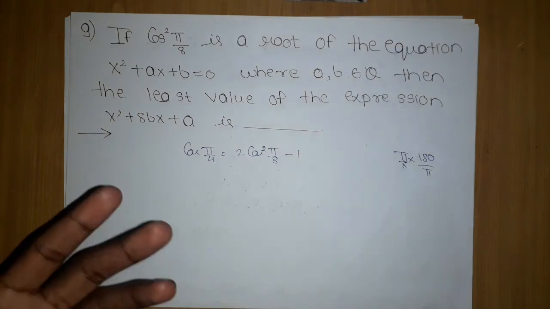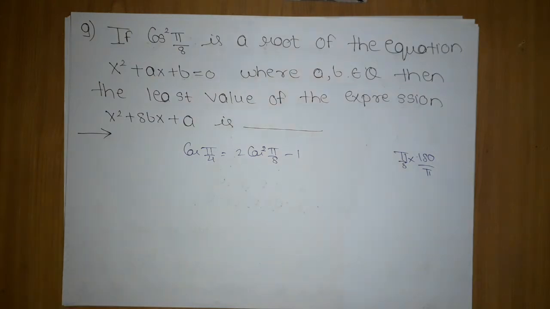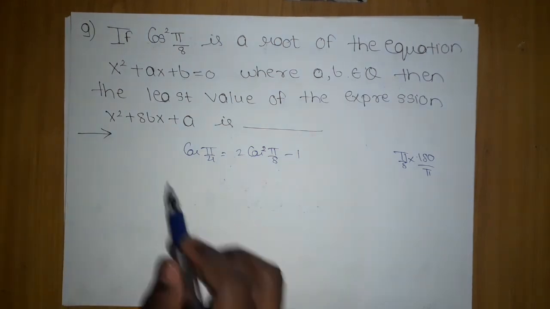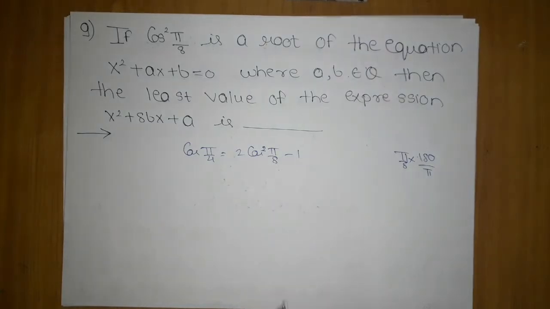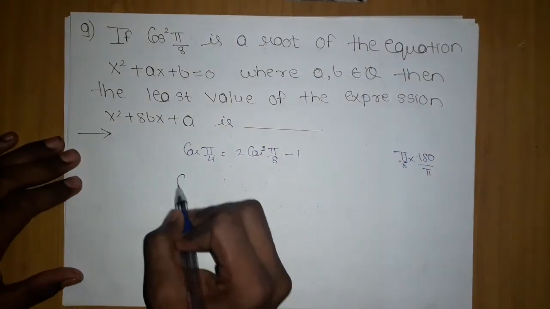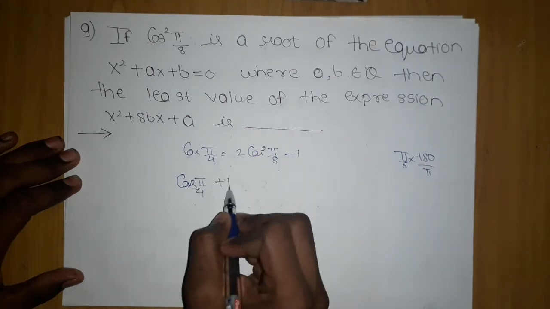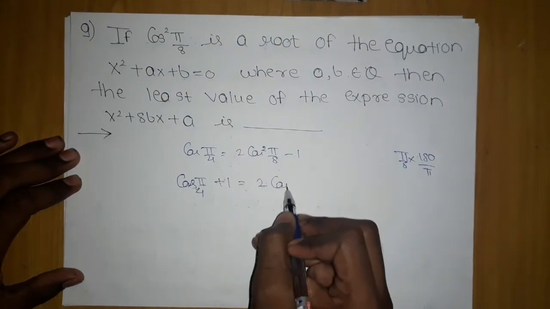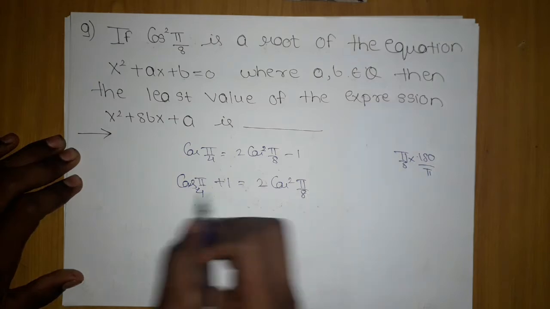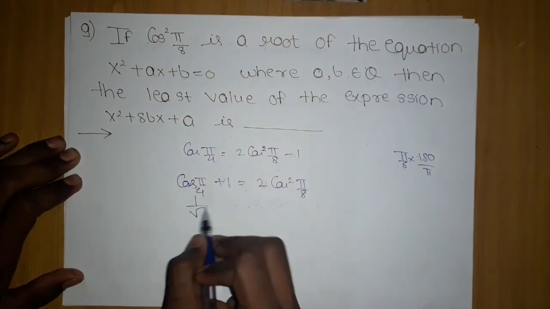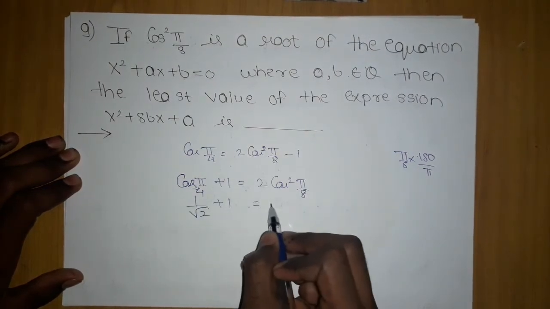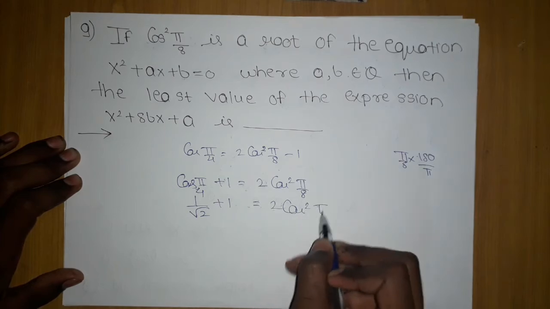Then try to compare it with pi by 4. Why will I compare it with pi by 4? Because pi by 4 is the possible value, it is closer to that value. So how is pi by 4 equal to this stuff? That is the part. If I take cos pi by 4, then cos pi by 4 plus 1 will be equal to 2 into cos square pi by 8. So what is cos pi by 4? 1 upon root 2, plus 1 should be equal to 2 into cos square pi by 8.